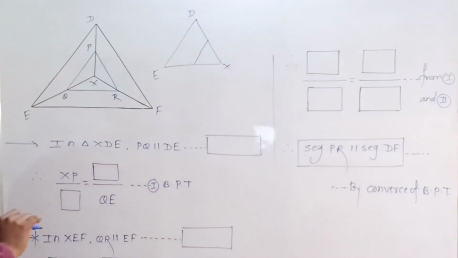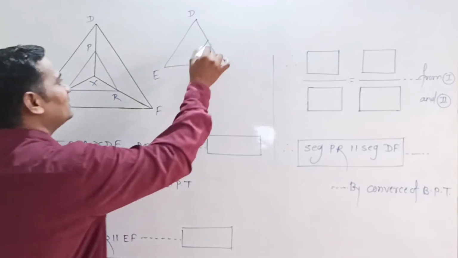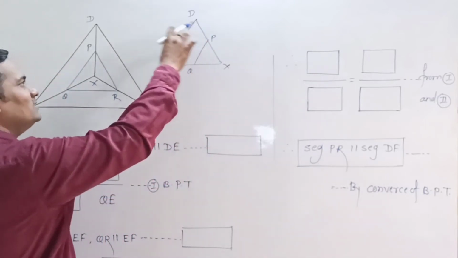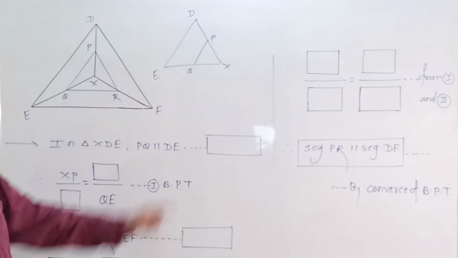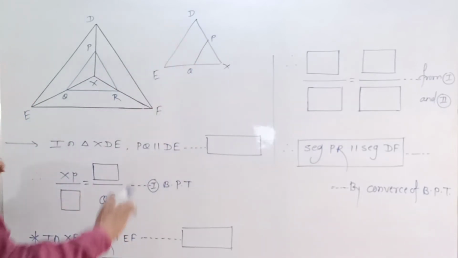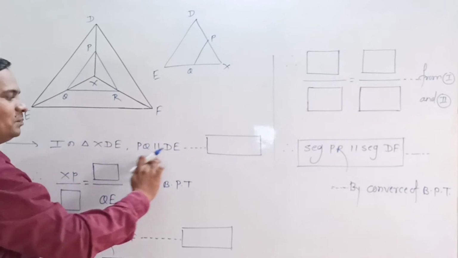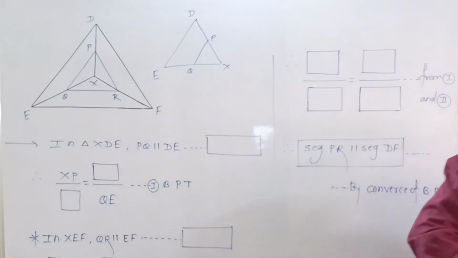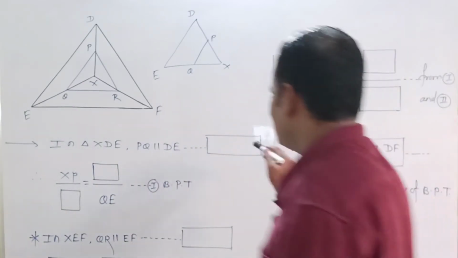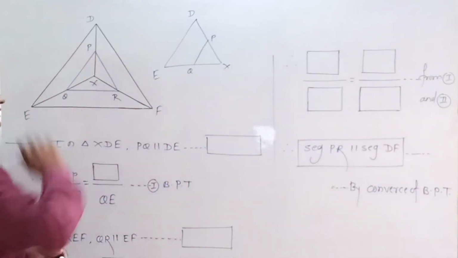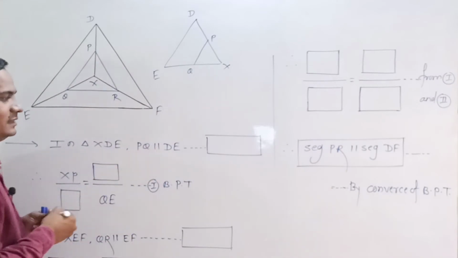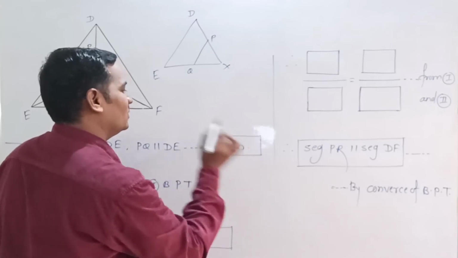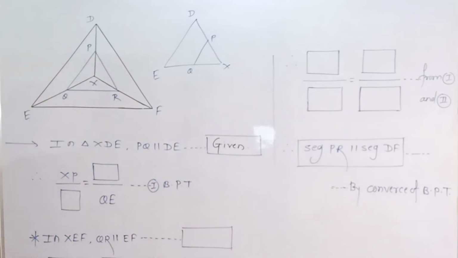Okay, in this triangle XDE, P is here and Q is here. Now this PQ is parallel to DE. So if it is parallel to DE, look at the first line, PQ parallel DE, and we have to fill in the blanks first, and that is given. In example, PQ parallel DE is given. So the first one will be given. Okay, now this is given.